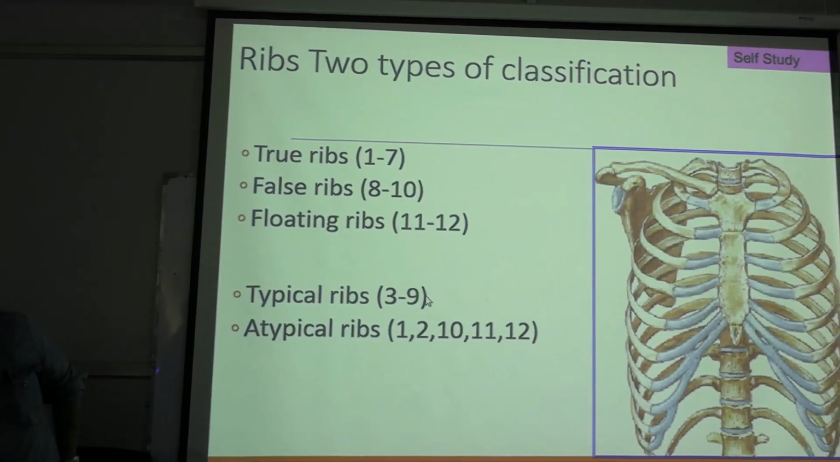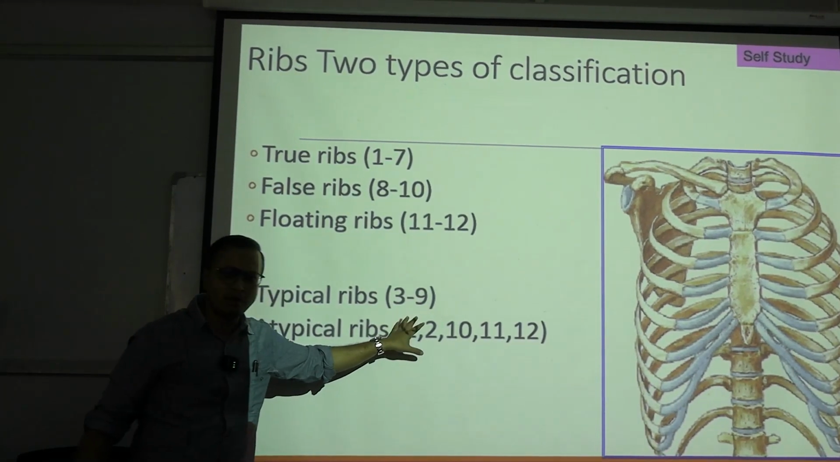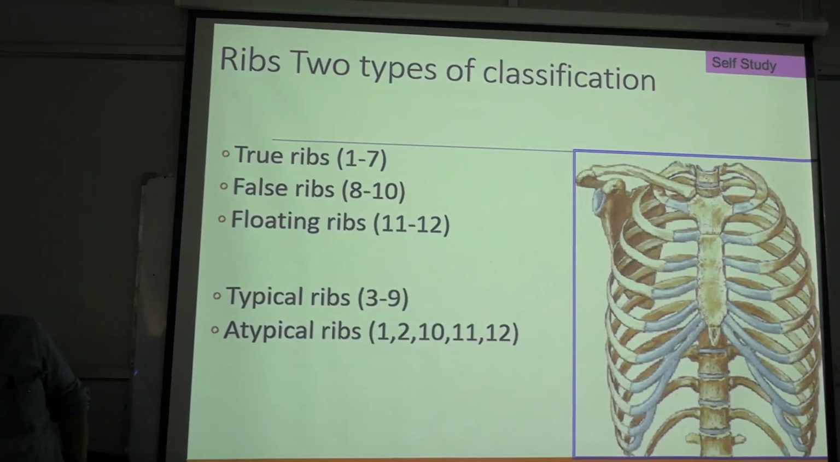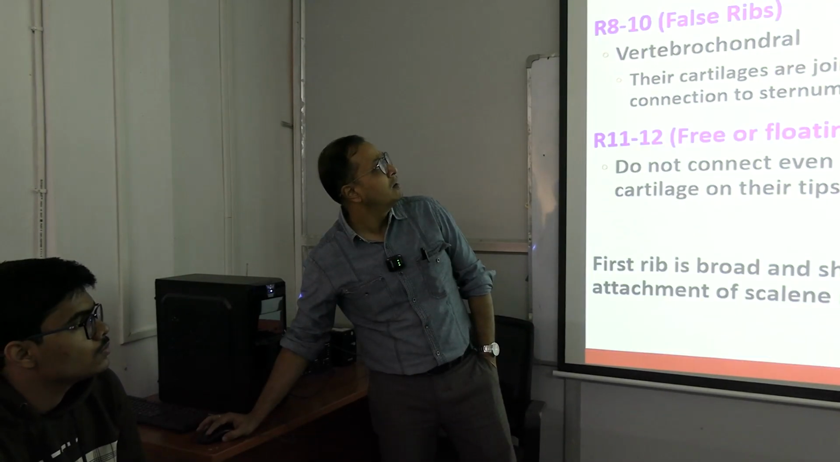Ribs 3 to 9 are the typical ones, which we are studying today. Of the atypical ones, there are many. For the undergrads, the number 1 is important. I will emphasize it where you are going to study this particular number 1.